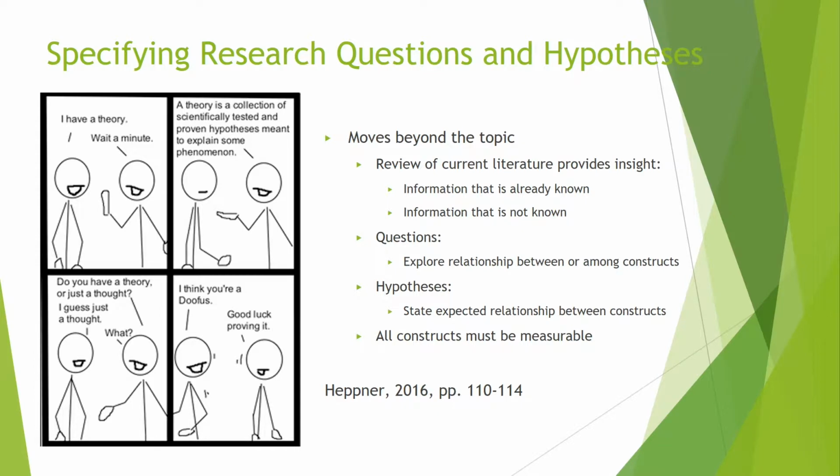Specifying research questions and hypotheses. This step moves from just the topic to a more focused perspective. Familiarity with current literature regarding the topic can provide insight into what information is already available and what information is lacking. Here's where you can decide if you want to contribute new information or build upon previous information, or if you want to challenge or corroborate prior information. This is why it is so essential to be aware of current literature.